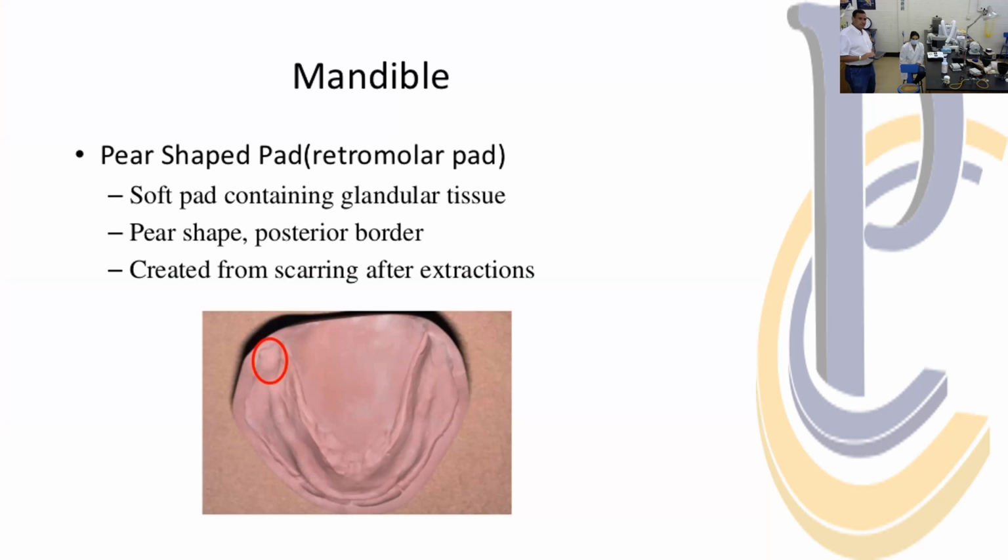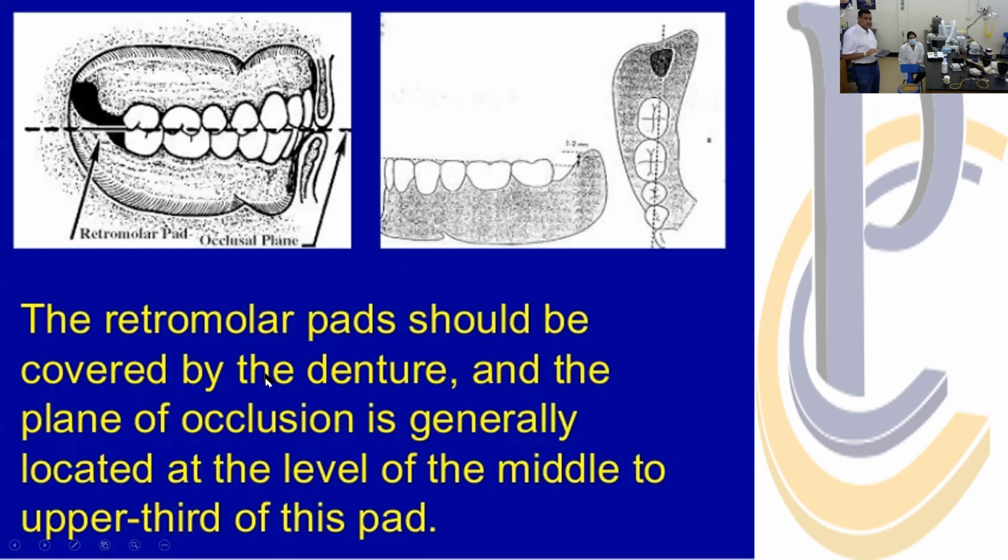The retromolar pad is a pillow shape at the end of the residual ridge here. We use it when we set up teeth. When we reach the teeth setup, the level of the teeth should be at two-thirds of the retromolar pad. Okay? We set up teeth at this level.